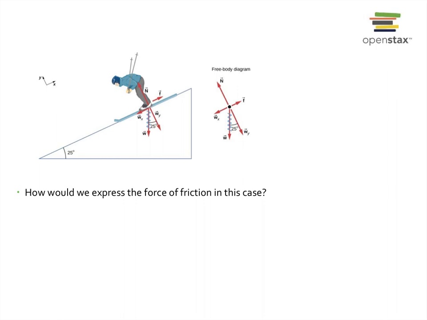Oh, here was a problem I forgot about, the inclined plane problem. It's just asking us how we would express the force of friction in this case. Basically, I'm asking you because the force of friction is mu times the normal. And I want you to think about what the normal force looks like for an inclined plane.